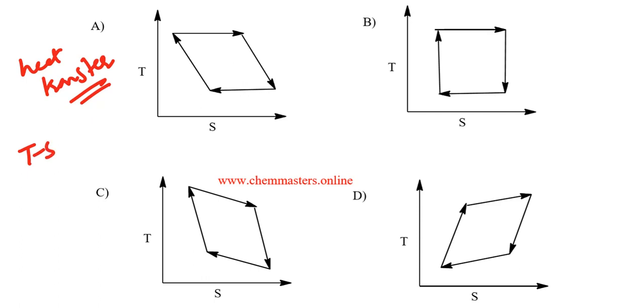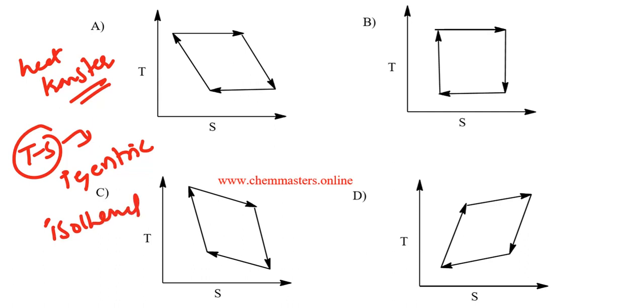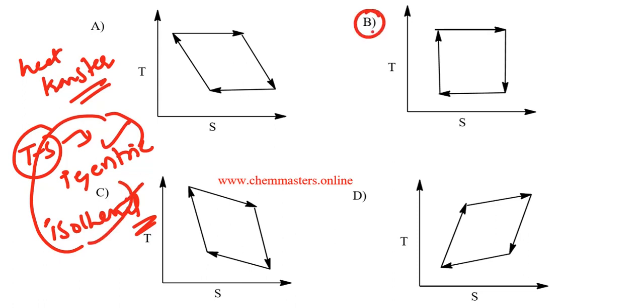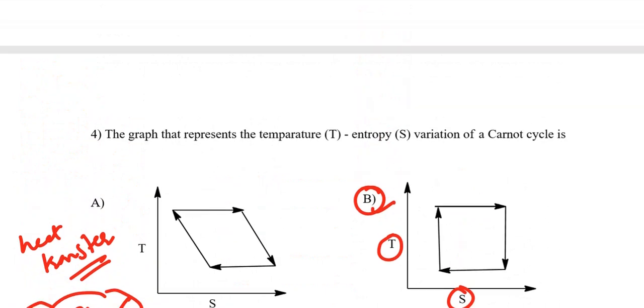And here we can say the TS diagram is isentropic and isothermal process. Okay, TS diagram in Carnot cycle is isentropic and isothermal process. That's why here we can simply choose option B, where you can observe the square of this graph, which is indicating isentropic and isothermal, and option B is our answer. Okay, right. And next question.